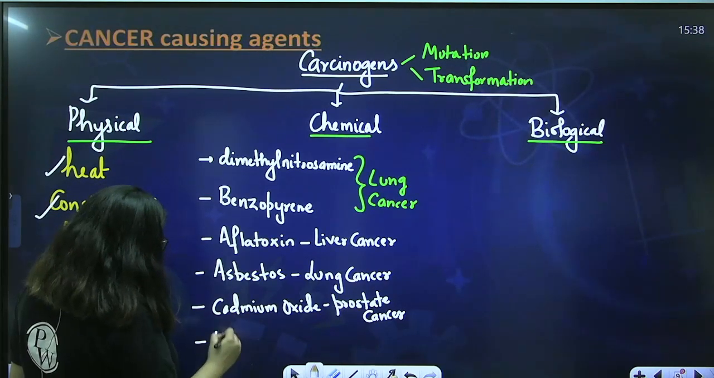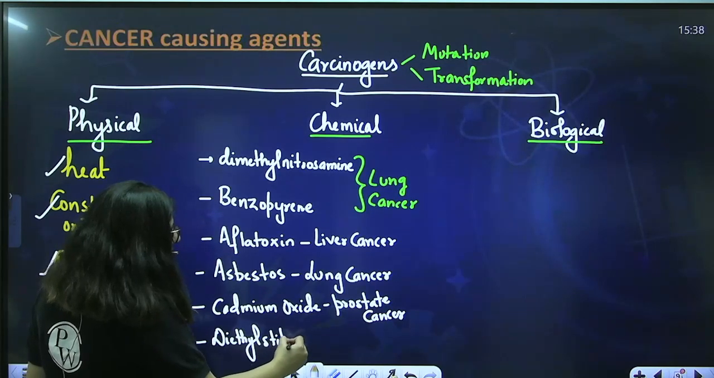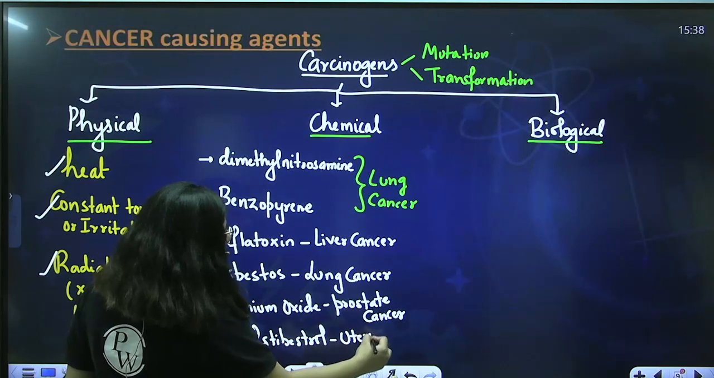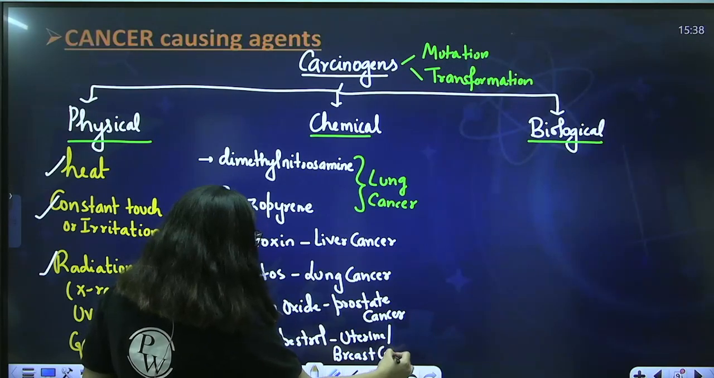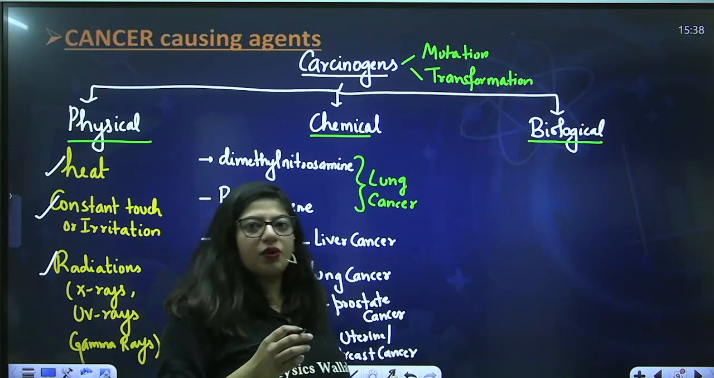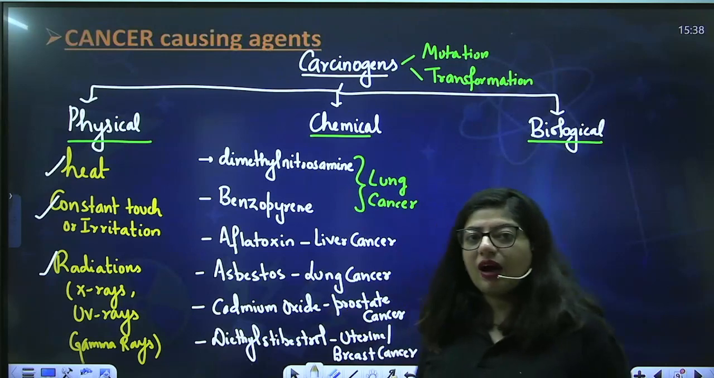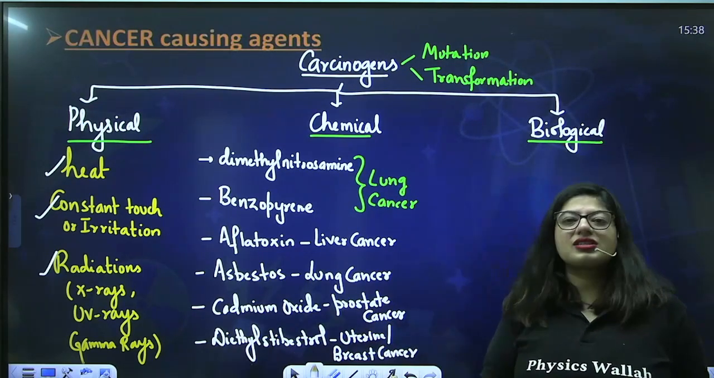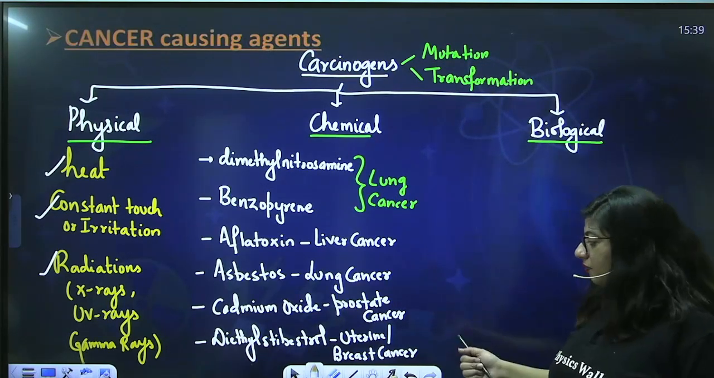Then DES, diethylstilbestrol. It's an analog of the hormone estrogen, and it causes uterine and breast cancer. This has been used so far in injections to cows, because it is similar to estrogen, so the cow will produce more milk. But this is a steroid, it can pass through cells, enter the milk, and get into our system, and that's why females nowadays have a lot of menstrual problems and breast cancers.